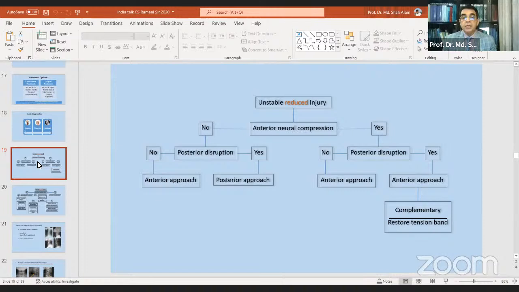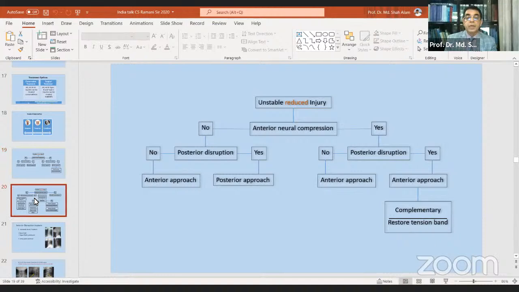Again, when there is anterior neural compression, yes, it is compressed or damaged, then there are options. The posterior disruption, if it is no, then we go for anterior, same as before. But if it is yes, then we'll go for anterior approach along with complementary restoration of the tension band structure.